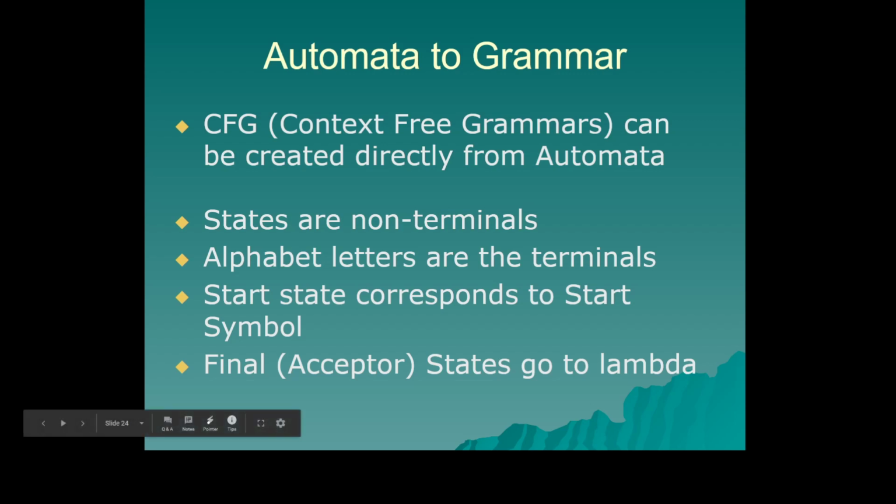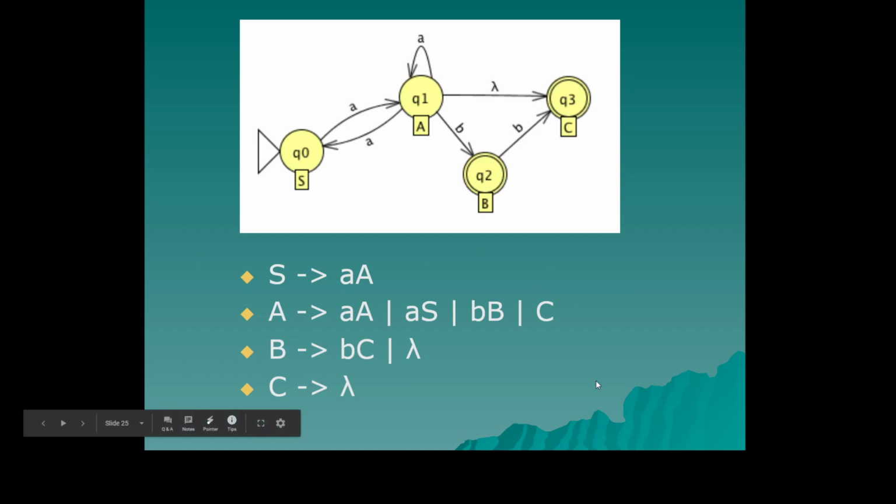And then the last rule that makes this easy is that any final or acceptor states have, in our grammar, just a lambda as an option, because that allows us to terminate our string. They're basically terminal states. So let's actually look at this in practice.